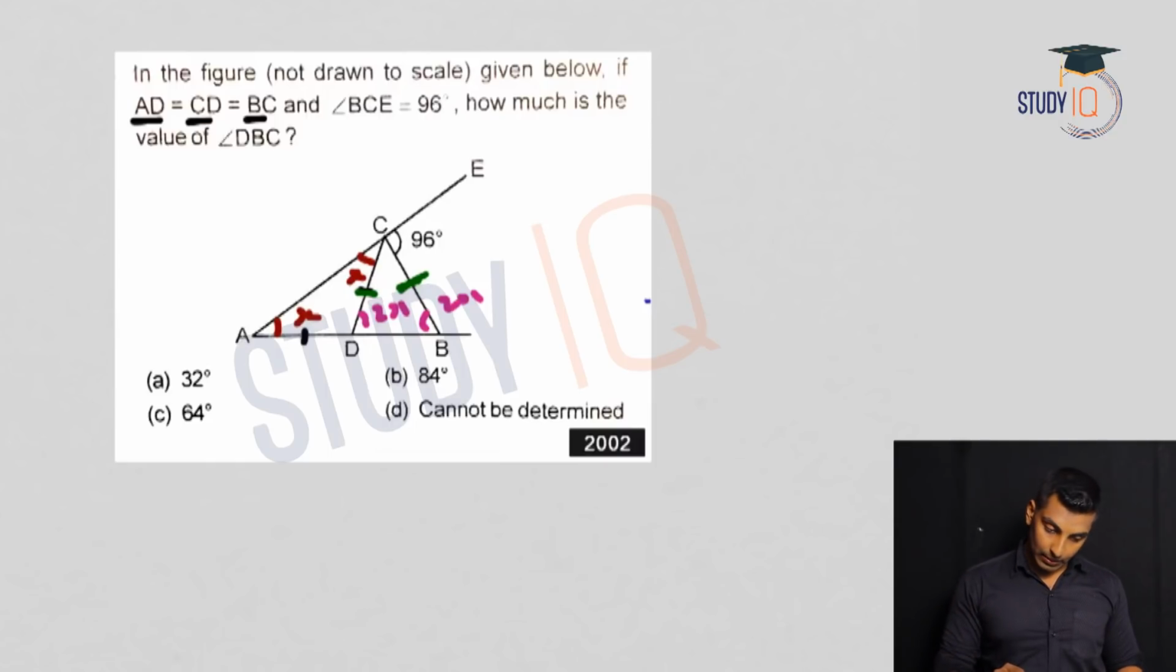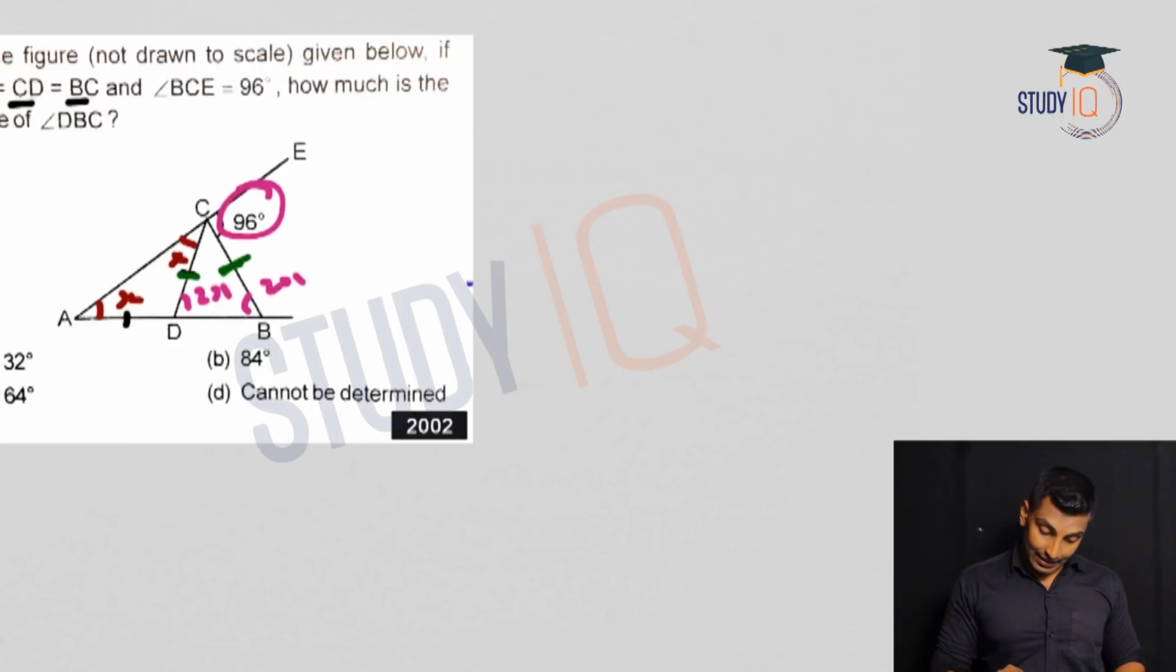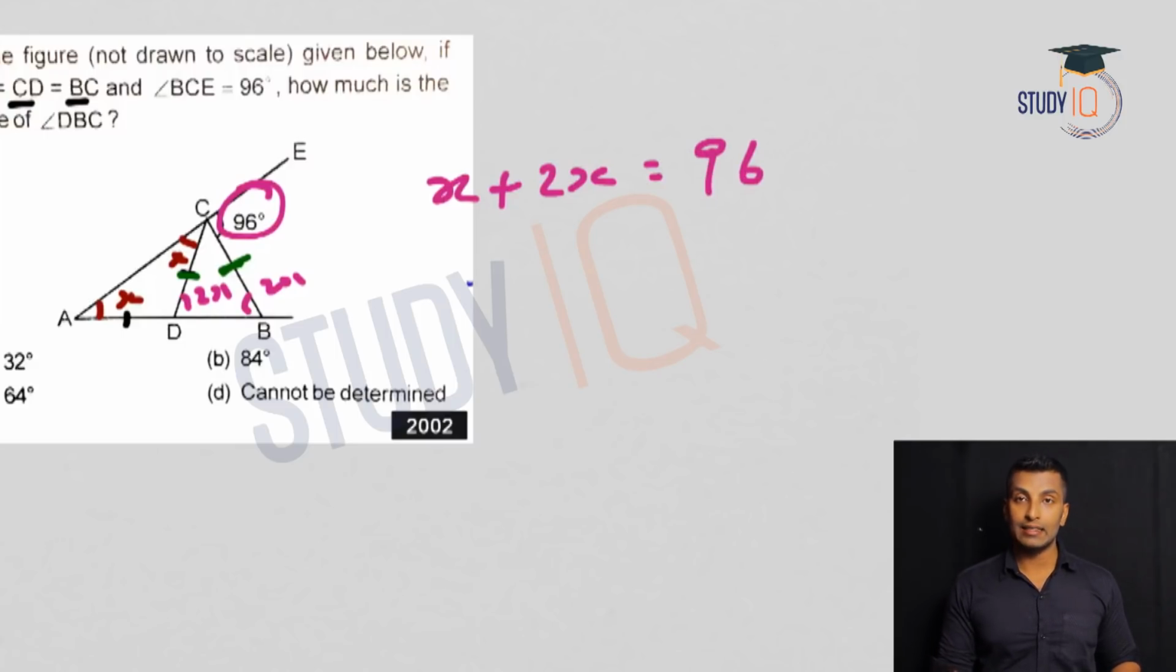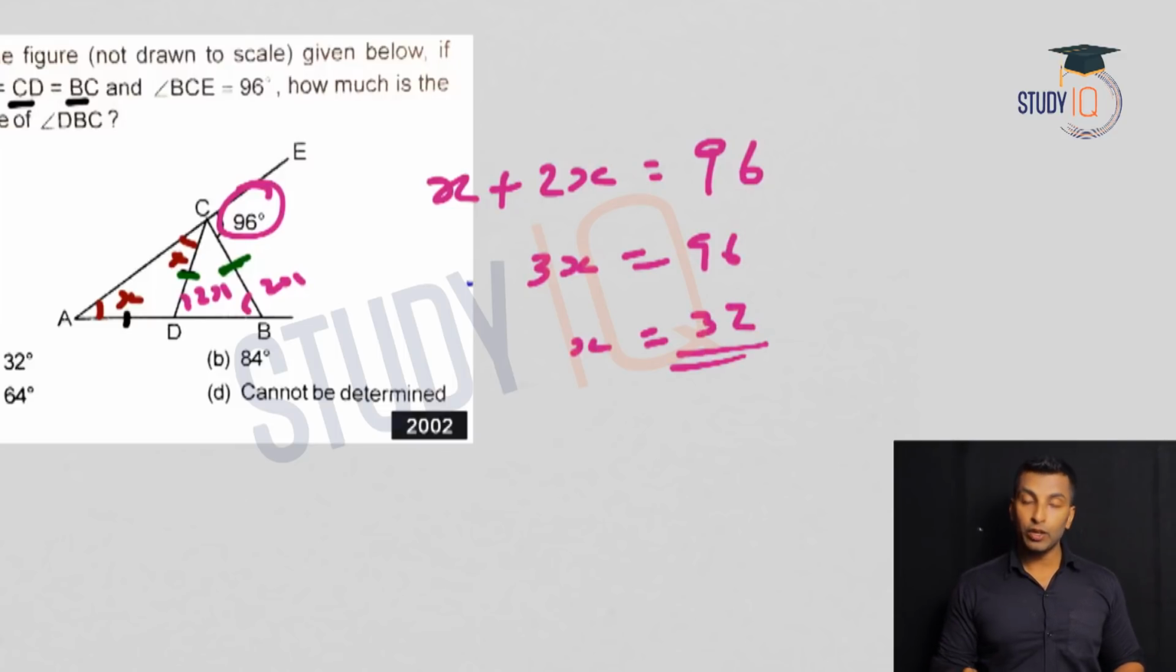Now what is this 96? 96 is actually x plus 2x. Why? The remote interior angles will add up to the exterior angle. So 96 is the exterior angle. So x plus 2x is 96. Now it's very simple. X plus 2x is 96. So 3x is equal to 96. X will be 32. So x is 32 means 2x is equal to 64.